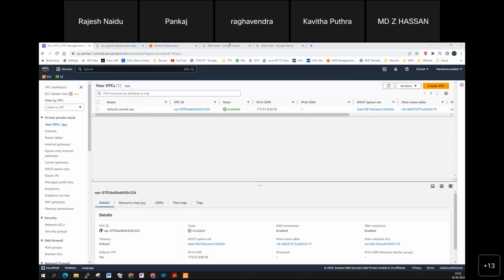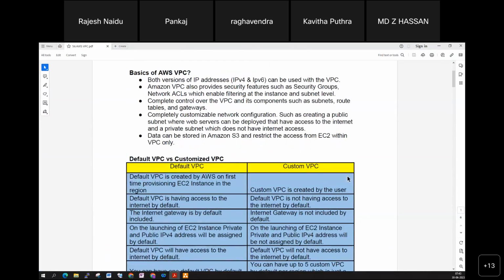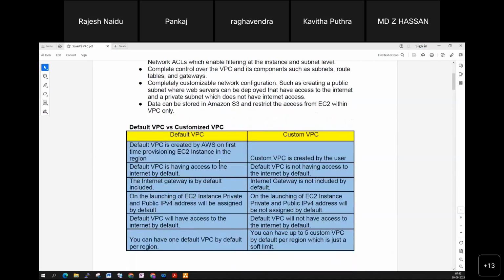So what is a default Canada VPC and what is the meaning of custom VPC? In any region, by default, one VPC is there, and based on your requirement, you can also create a custom VPC. Guys, in the default VPC, every communication is allowed. Incoming and outgoing communication is allowed by default. So this is not safe and secure for building your servers and configuring your services.